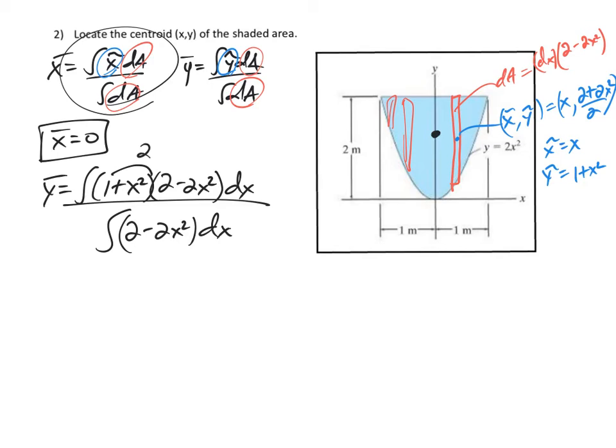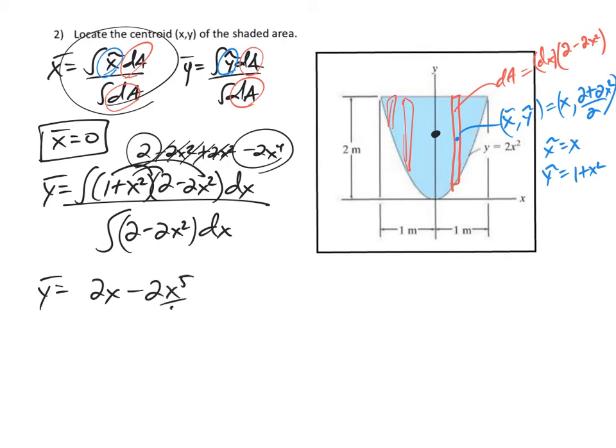Let me FOIL this. That's 2. That would be minus 2x squared, and that would be plus 2x squared. Those add up to 0. And then minus 2x to the 4th. All right, I haven't done the integral yet, I'm just multiplying that through. So when I do the integral, the integral of 2 right here is 2x. The integral of minus 2x to the 4th is minus 2x to the 5th over 5.